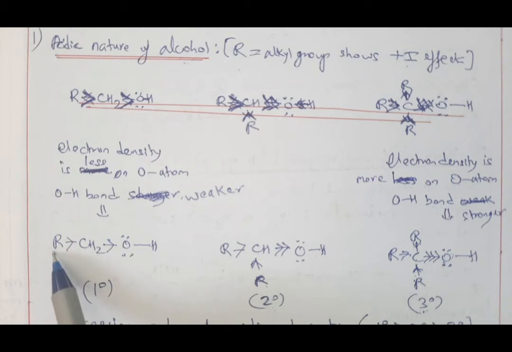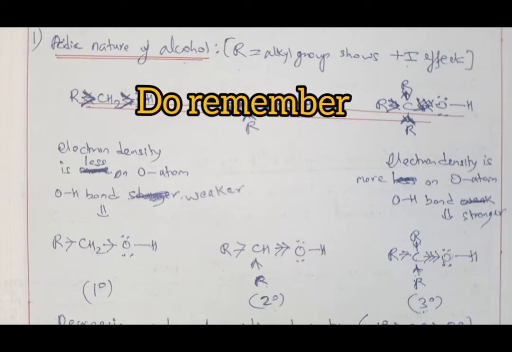Whereas in primary, there is only 1 alkyl group, so the electron density on oxygen after giving electrons will be less as compared to secondary and tertiary. So the OH bond becomes weaker and it breaks down easily to produce H plus ion. Therefore, primary shows more acidic character than secondary. Secondary shows more acidic character than tertiary.